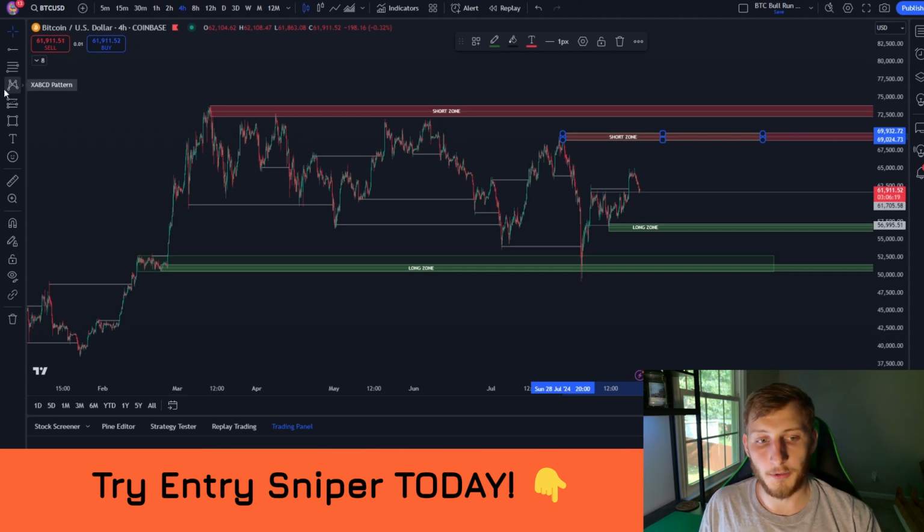So thanks to Entry Sniper, I can identify everything that I just identified on the chart with one click of a button. I don't have to waste any more time. I can take a look at my chart, I can do my analysis based on these key levels, and then I can move forward to a different time frame or a different asset. It's very simple. Let's take another look.